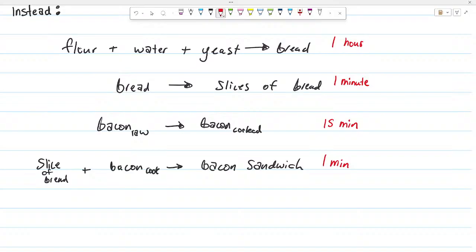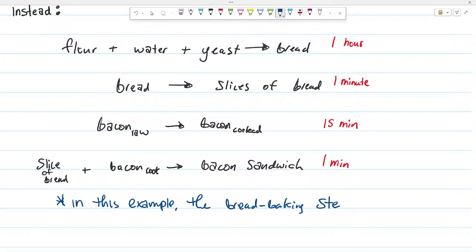And if you have this constantly going on, the thing that's always going to be slowing you down is the thing that takes an hour. Does that make sense? In the end, in this example, the bread baking step determines the speed at which you can do it because it's the slowest.